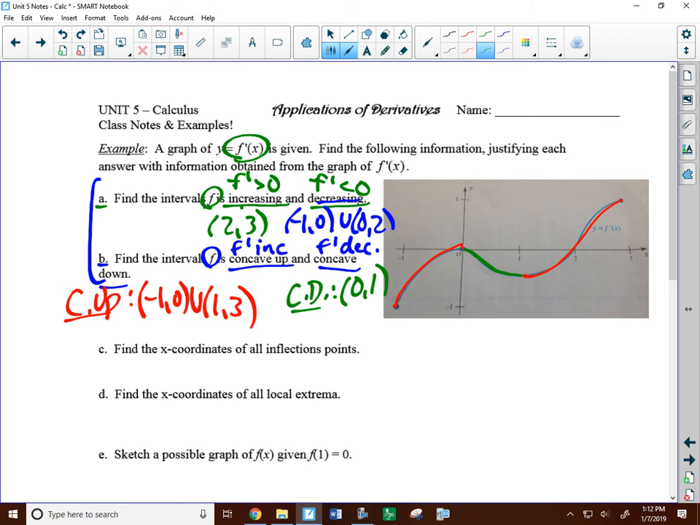What I'm going to do in a minute is draw a graph of what this function f could look like based on all this information. So A: f prime increasing and decreasing. That's where f prime is above or below the x-axis. Concave up is where f prime is increasing, going up, and down for concave down. I'm going to answer on A or B. Anything to clarify there?